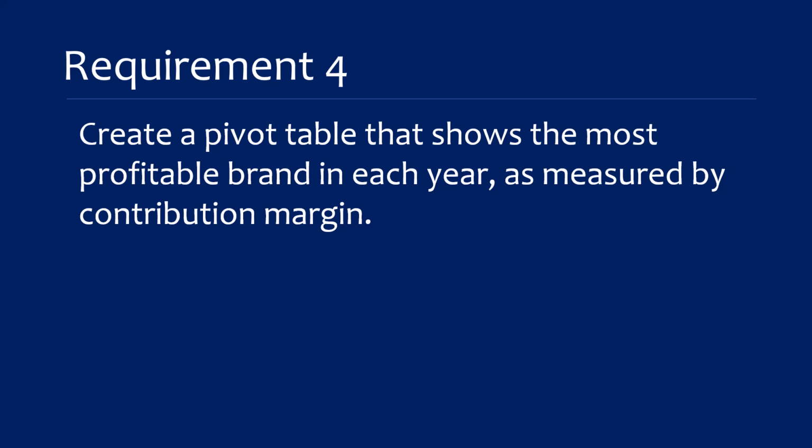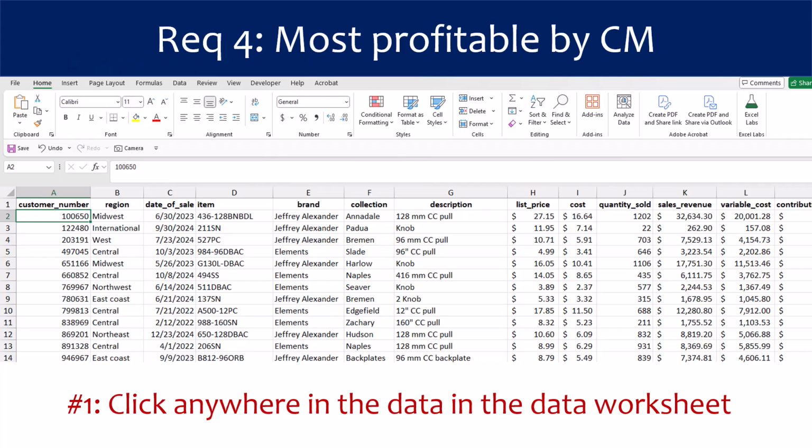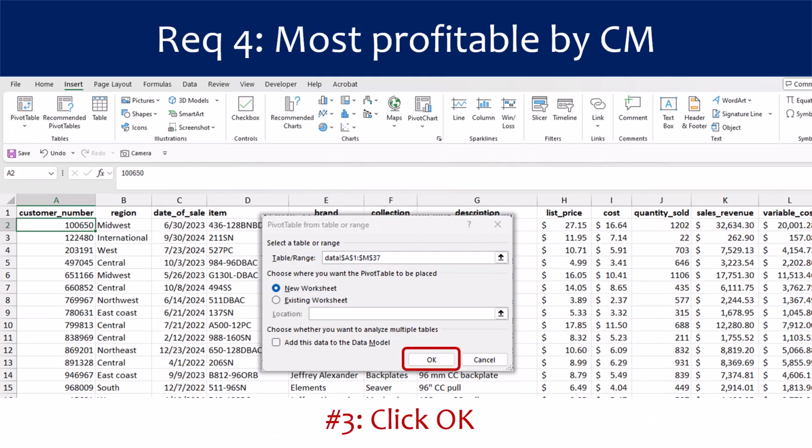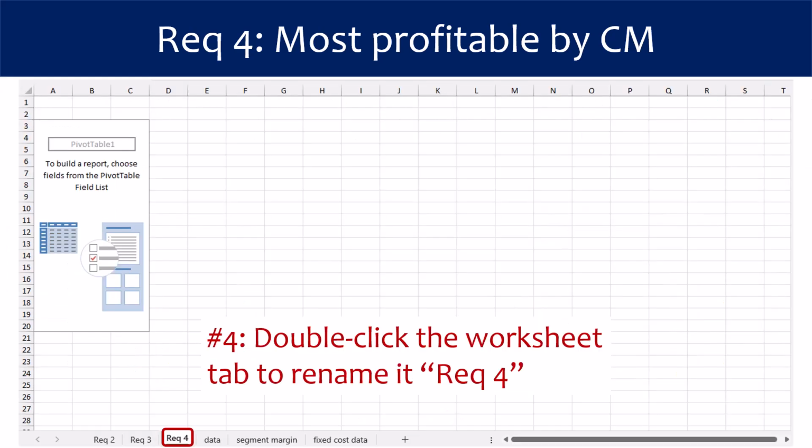Requirement 4 reads, create a pivot table that shows the most profitable brand in each year, as measured by contribution margin. Click anywhere in the data worksheet. On the Insert tab, click the pivot table icon. To accept the default range and open a new worksheet, click OK. Double-click the new worksheet tab and rename it Requirement 4.